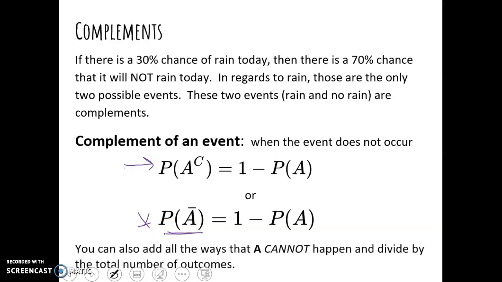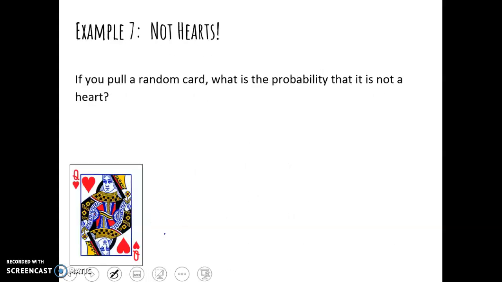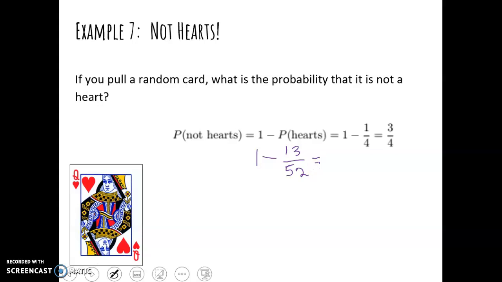You can also, another way to do it rather than subtracting from 1, is just add all the ways that A can't happen and divide that by the total. So if you pull a random card, what's the probability that it is not a heart? So we can do 1 minus the probability that it is a heart. So that's 1 minus, now we have 1/4 here, but to show you how we got that, that's 13 out of 52, which reduces to 1/4. Either way, I believe you'll get 36 out of 52, which is 3/4 or 0.75.